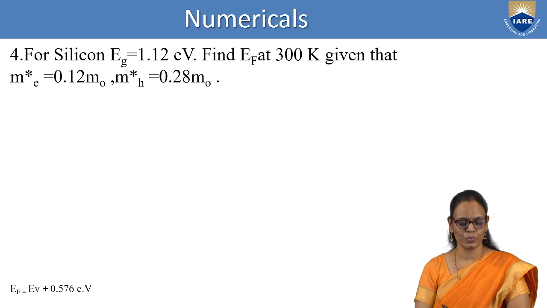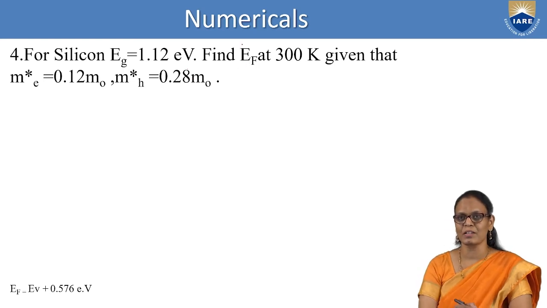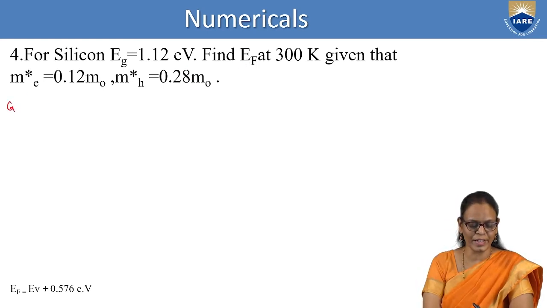Now coming to the fourth one. For silicon, Eg is equal to 1.12 electron volt. Find EF at 300 Kelvin. Given that Me is equal to 0.12 M naught and MH is equal to 0.28 M naught. What we have to find here? We have to find the Fermi level. So write the data.